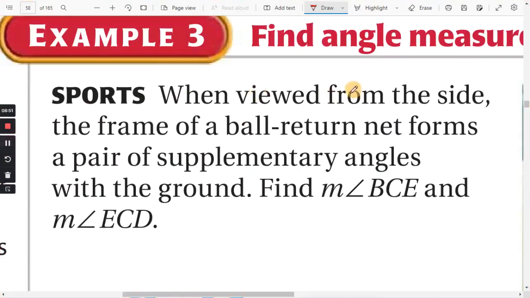All right, when viewed from the side, the frame of a ball return net forms a pair of supplementary angles with the ground. So they add to 180. Find the measure of BCE and ECD. Let's take a look.